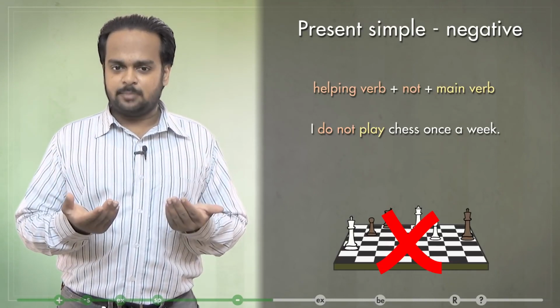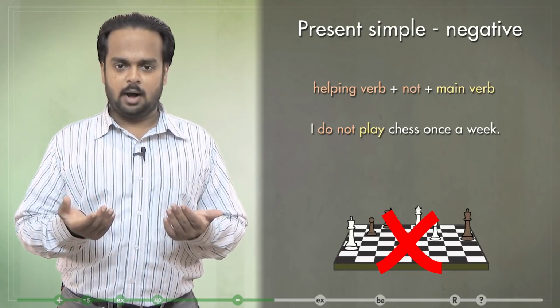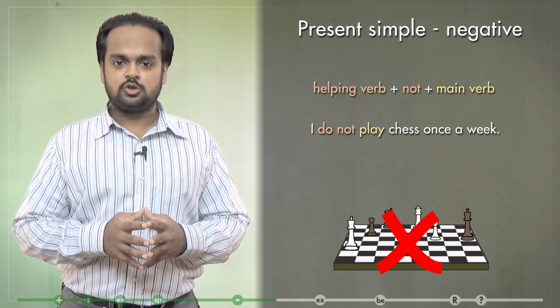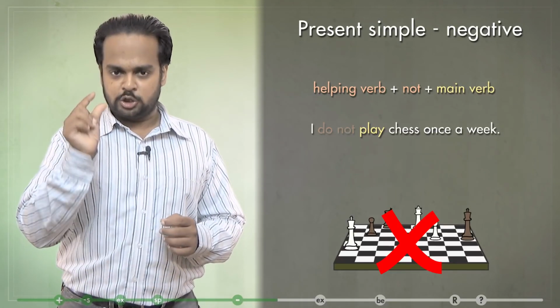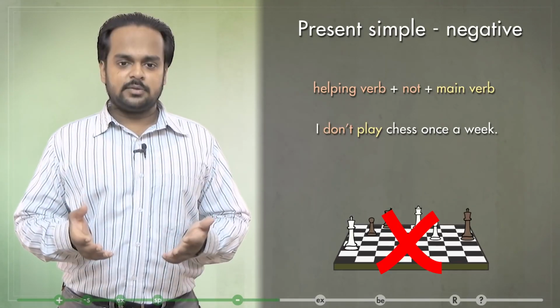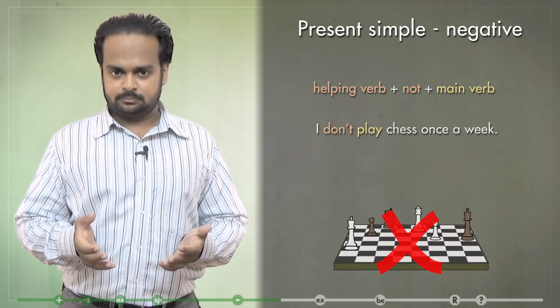When we speak, this might sound very mechanical, like a robot. I do not play chess. To sound more natural, we usually shorten do not to don't. So, I don't play chess once a week. In this sentence, the subject is I.